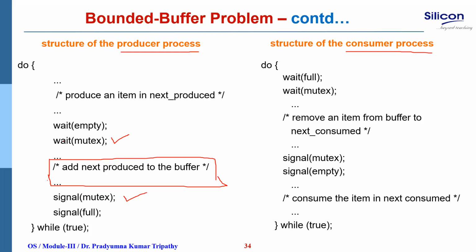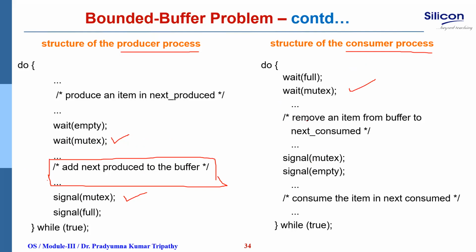What will wait mutex do? Mutex is initialized to 1. So the condition s less than or equal to 0 doesn't satisfy, so s minus minus. Mutex will become 0 and it will enter. At the same time, if the consumer wants to enter, what is the value of mutex? Mutex is 0, right? So it has to wait over there. I think these three lines are understood: wait mutex, item produced, signal mutex.